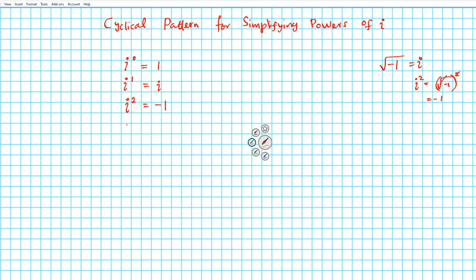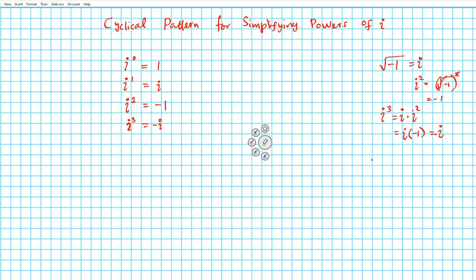And then i to the third power is going to be -i. How do we get that? Well, if you use the properties of exponents, i to the third power can be written as i times i squared. When you multiply powers with the same base, you add the exponents, right? We know that i reduces to i, and i squared reduces to -1 based on the rows here. And then when you multiply these two together, you get -i.